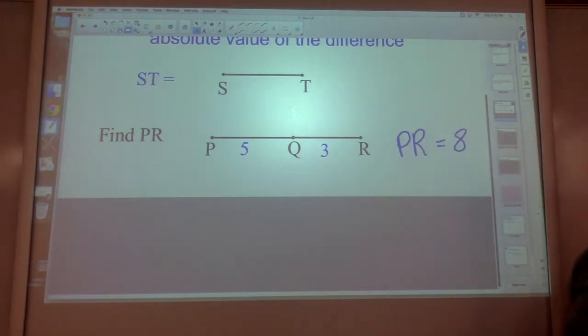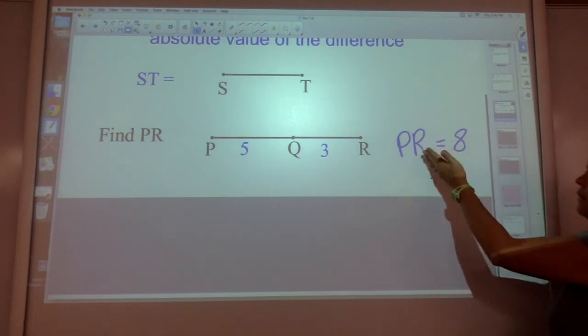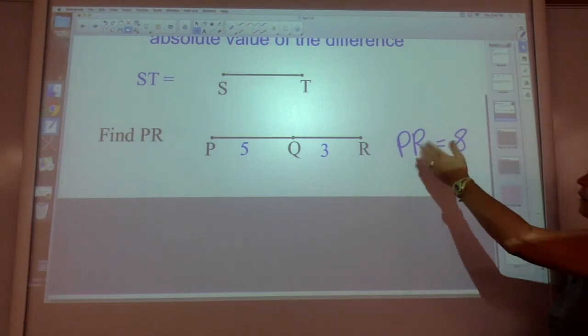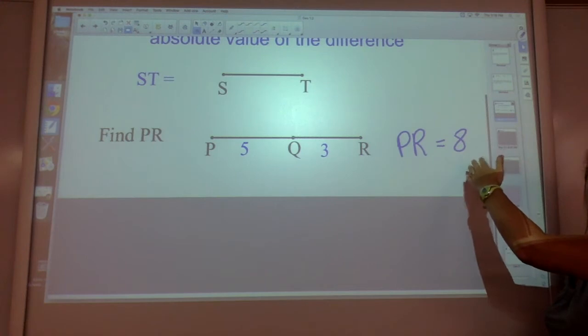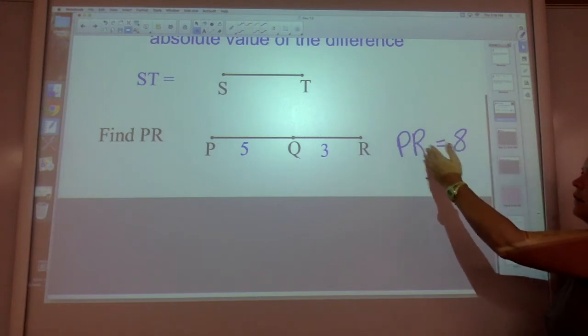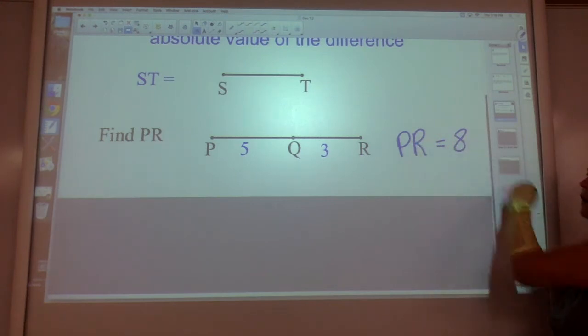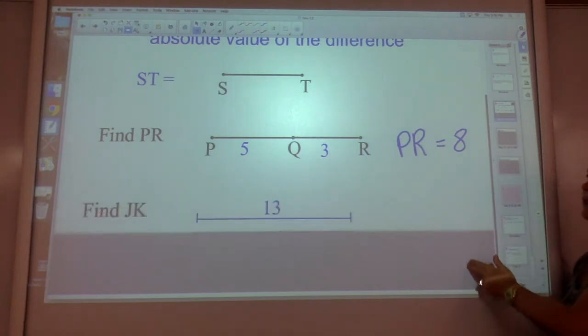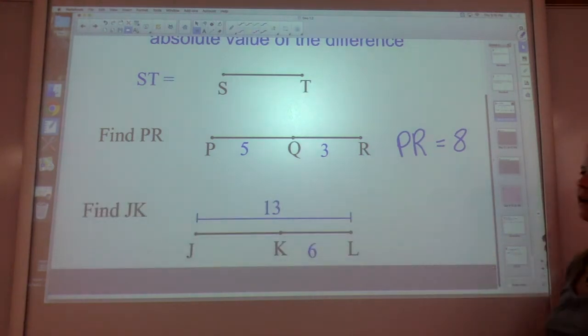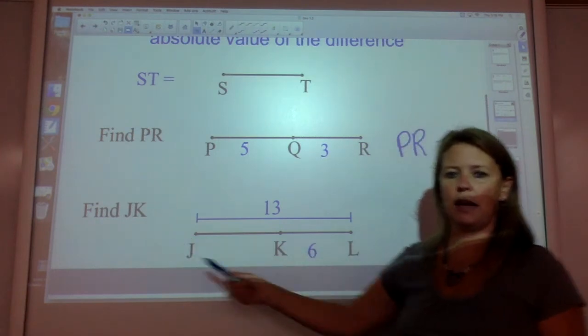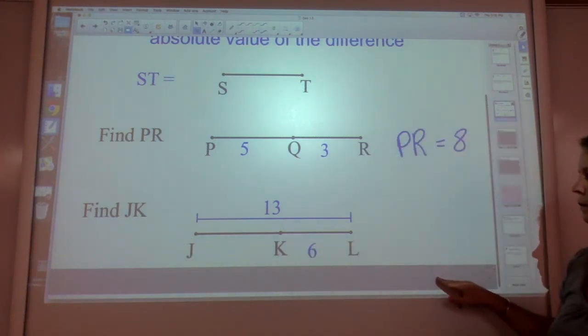Now, if we were in class, I would call on you right now and say, what does that say? You would say the measure of segment PR is 8. The length of segment PR is 8. Something about the measure, the length, or the distance of segment PR equals 8. It's a lot more there than it seems. Over here, it says find the measure of segment JK. Go ahead and take the time to write that down.